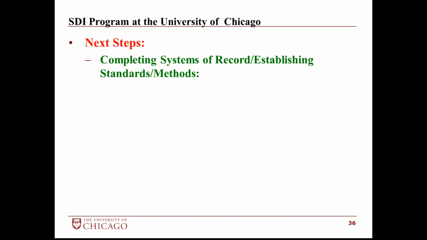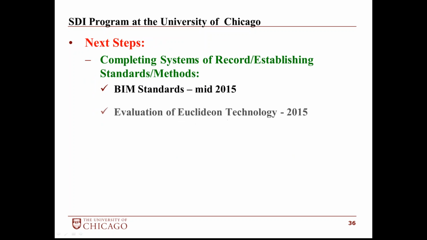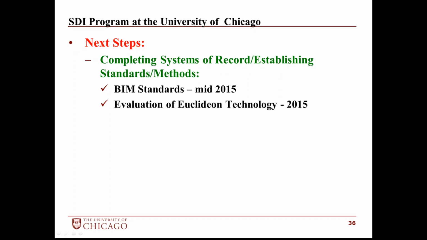The next steps, completing a system of record and establishing the standards and methods. I think that's probably the big thing. So the BIM standards will be in place mid-2015. We're in the process of putting those standards in place now. We'll have to evaluate the Euclideon technology in 2015. I think that's pretty obvious, given that this could be a paradigm shift in how visualization works.